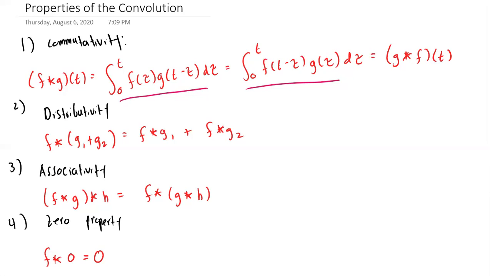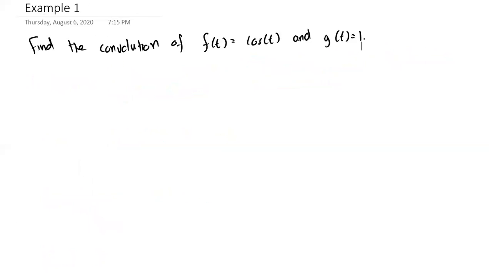Commutativity, which multiplication also satisfies. Distributivity, which multiplication also satisfies. Associativity, also satisfied by multiplication. And the zero property: anything multiplied by 0 is equal to 0. So in a lot of ways, you can think of a convolution as being similar to multiplying. However, it's not the same. You can see it obviously from the definition. It doesn't have the same properties, but we can see explicitly how it's not the same.